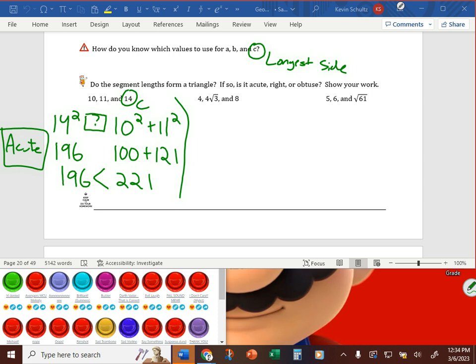The next one. What's the longest side there? It's not always going to be the third side given, but what's the longest side here? Ellen? It is the 8. If you calculate 4 times root of 3, it's going to be less than 8. And so we're looking at 8 squared. And here's our mystery box. We don't know what goes inside there yet. We're looking at the relationship of 8 squared compared to 4 squared.